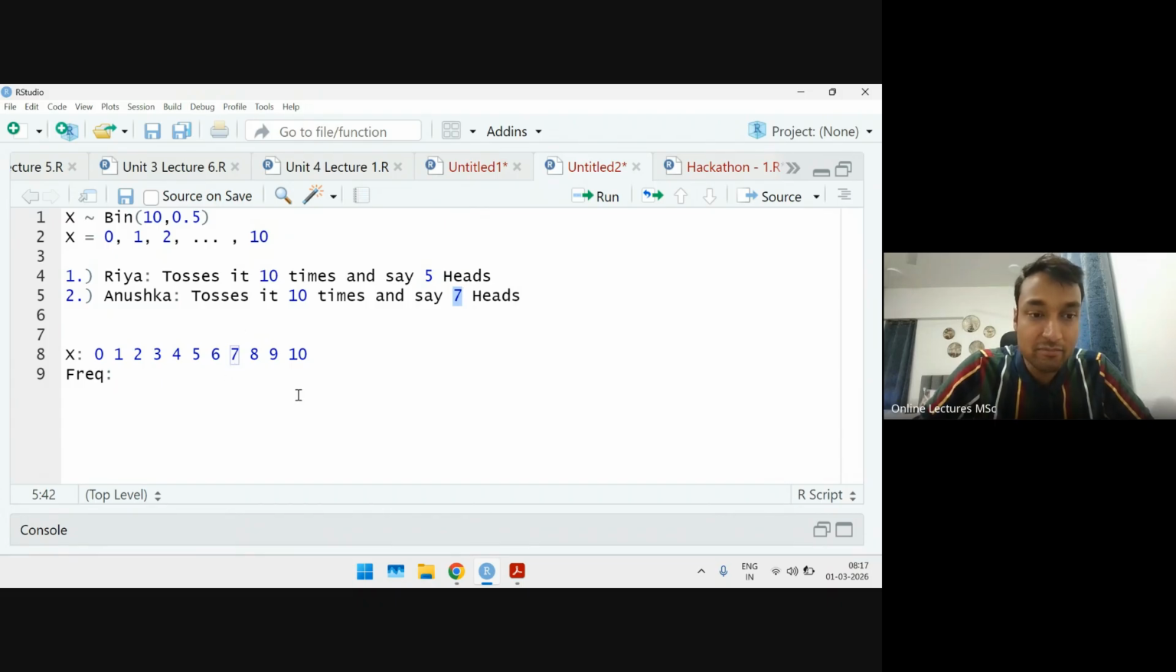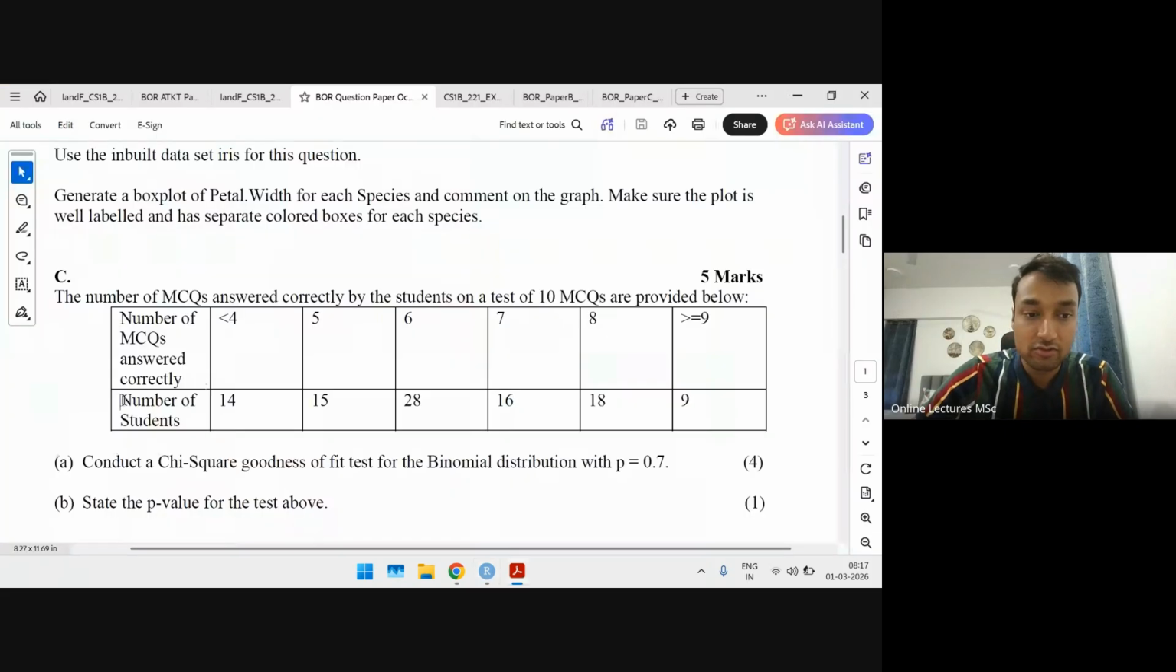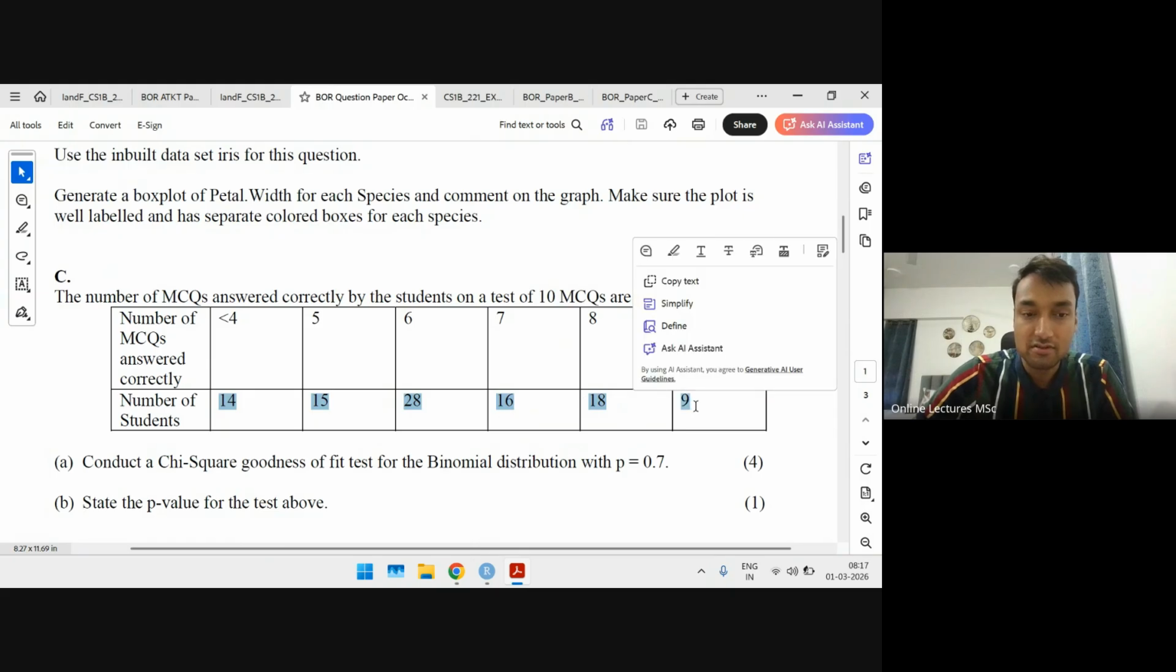Let's say everyone performs the experiment, and even if Ali gets 5, then since Ria and Ali have two fives, the frequency becomes 2. So 5 will have a corresponding number of 2. That is exactly what is done over here. Whatever number of MCQs students score correctly, these are the numbers of students. That is the observed frequencies. This is nothing but your X.